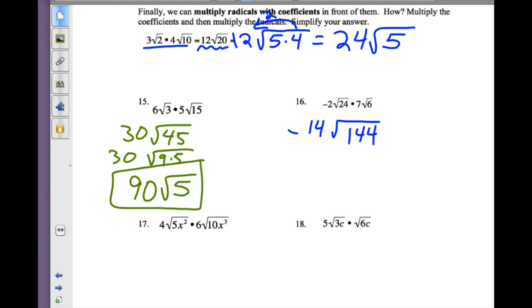Can we simplify the square root of 144? Yes, 36 and 4. That's what I did. Yeah, that's right. It's already a perfect square. 144 is a perfect square. The whole thing is from the list. What is the square root of 144? 12. What do you do with the 12 and the negative 14? Multiply. Final answer.